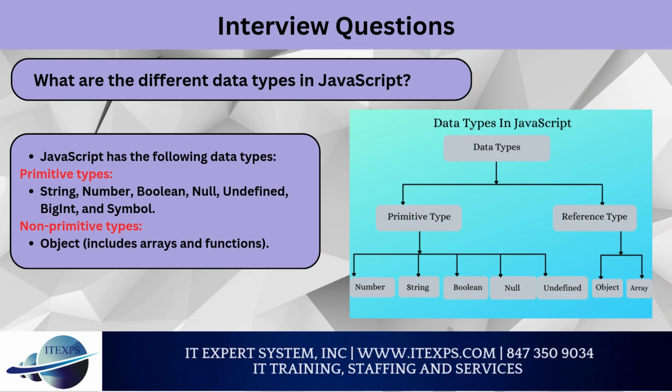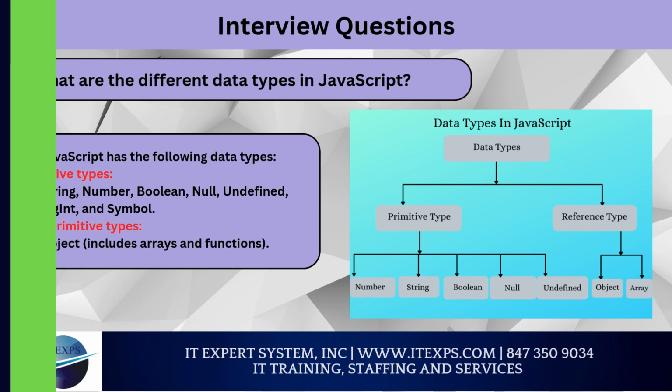What are the different data types in JavaScript? JavaScript has the following data types. Primitive types: string, number, boolean, null, undefined, BigInt, and symbol. Non-primitive types: object, which includes arrays and functions.